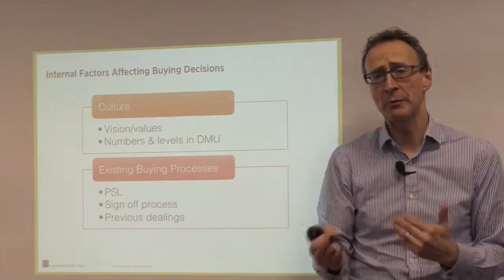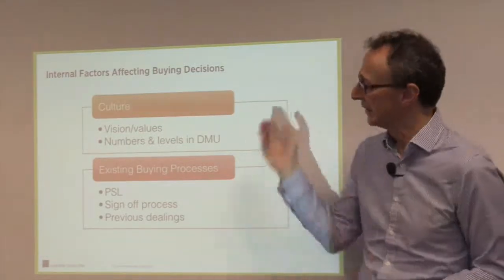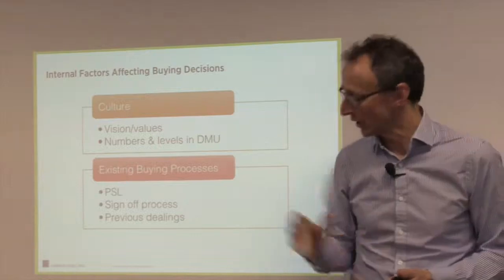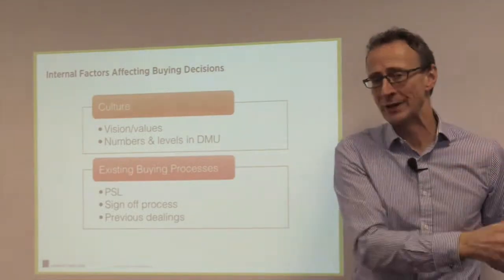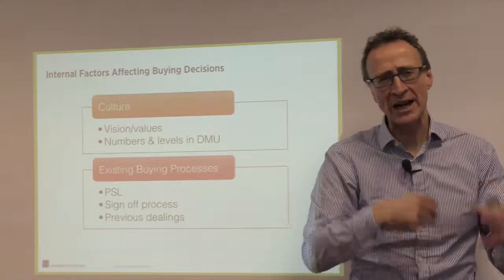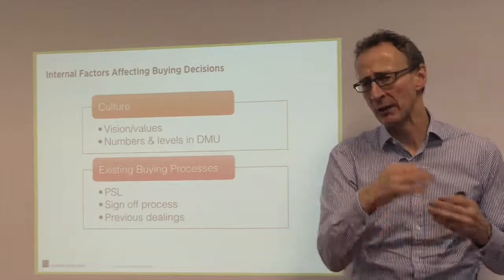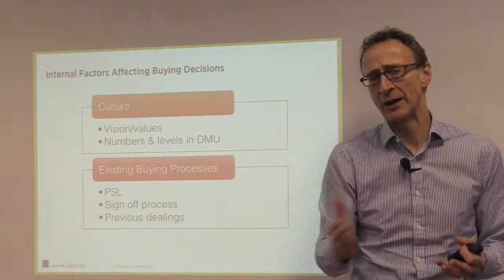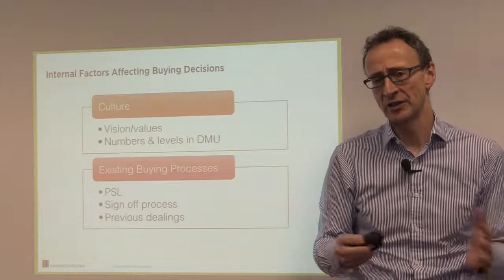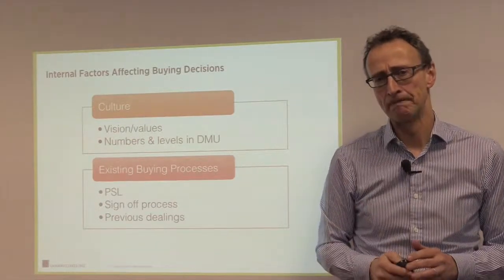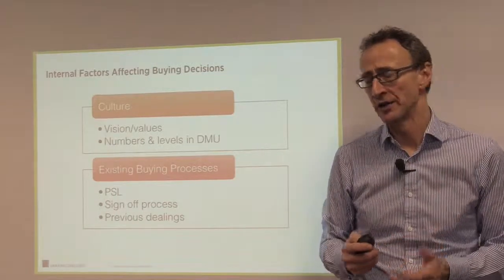And lastly, what's happened before? If you've already dealt with this organisation, you probably have a good understanding of what their culture looks like and what the processes are. But if you haven't dealt with them, do you know anybody who has? Can we get some understanding of how they work? What is the process? Typically, how long does it take? Typically, how many rounds are there? Typically, how many people do you need to work through to ultimately get a decision through the DMU? So they're very much the internal factors that affect our buying decisions.